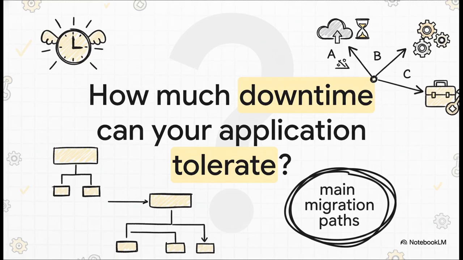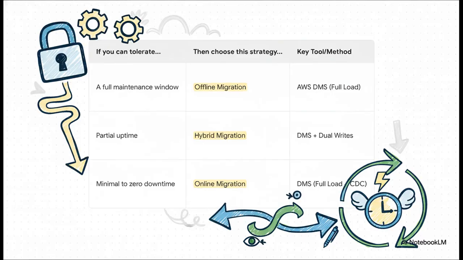An hour? A few minutes? None at all? Your answer to this question is going to point you directly to one of the three main migration paths. It makes a super complex choice surprisingly simple. I love this slide because it just lays it all out so clearly.